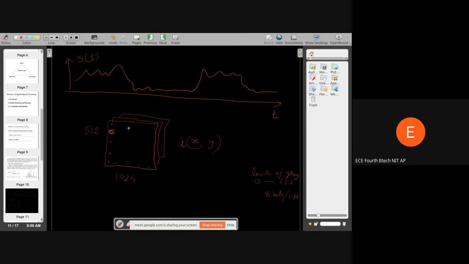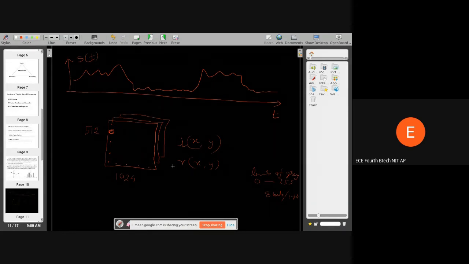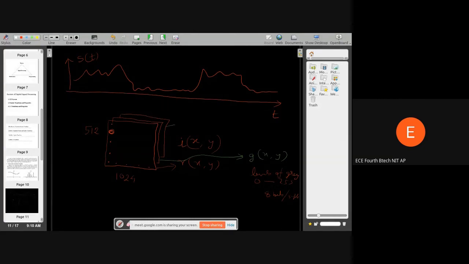In case of a color image, you will have shades of red. You can say it is a matrix which represents the shades of red, or there are three images stacked on top of one another, one representing color red, one green, one blue. Let's say this one is red, then let's say this one is green, and the other one is blue.